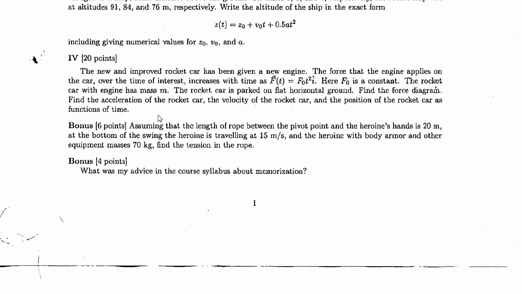You're also asked, assuming that the length of rope between the pivot point and the heroine's hands is 20 meters, at the bottom of the swing the heroine is traveling at 15 meters per second, and the heroine with body armor and other equipment masses 70 kilograms, find the tension in the rope. And second bonus question, what was my advice in the course syllabus about memorization? Well, that one's very easy if you read the course syllabus, and is a little more challenging if you haven't.